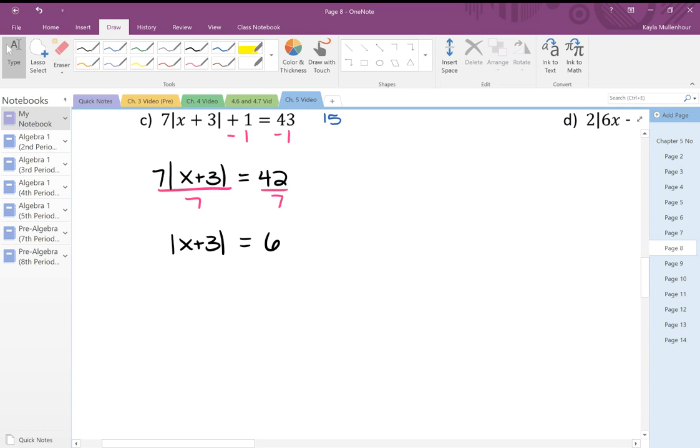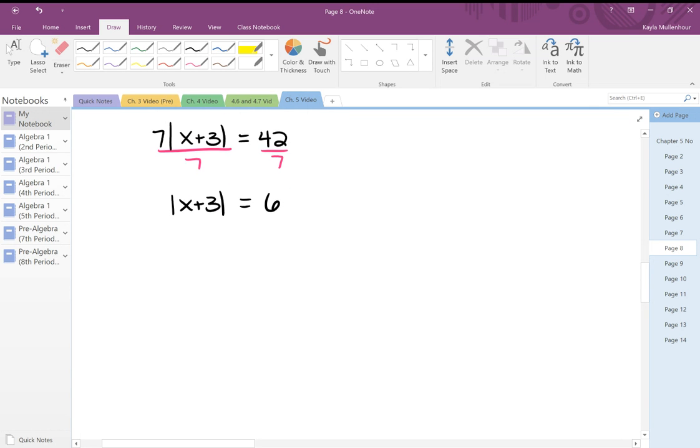Now that the brackets are by themselves, we can split it up into two separate equations. We can say that we have the equation x plus 3 that will give us a positive 6, and the x plus 3 that will give us the negative 6. Okay, those are our two equations now that the brackets are isolated. And so then subtract 3 from both sides. Subtract 3. X equals 3.